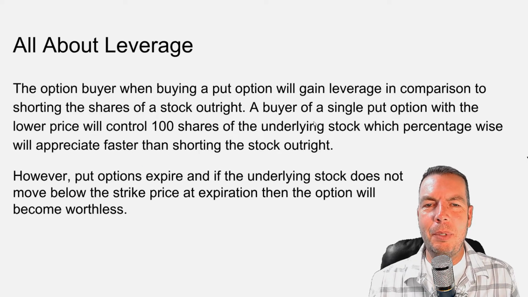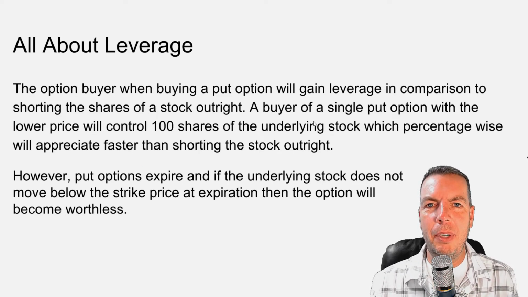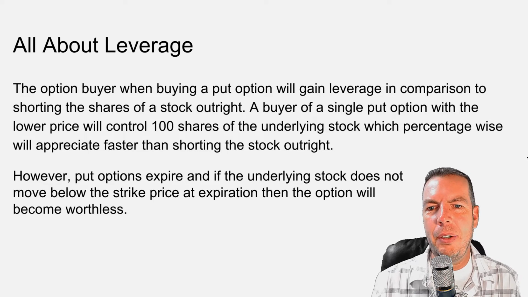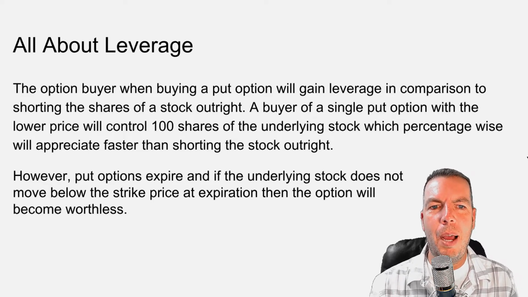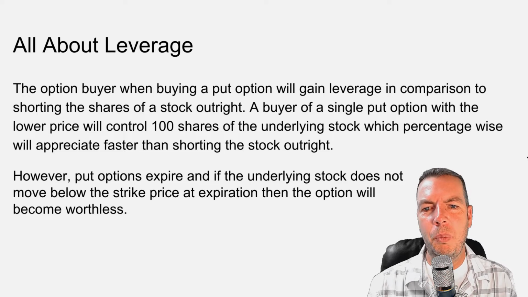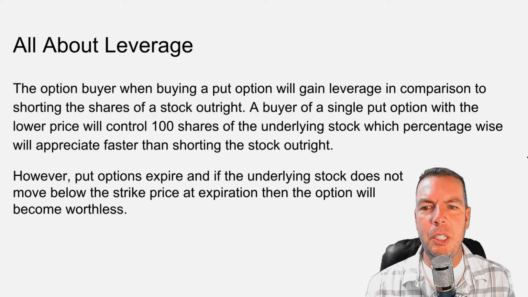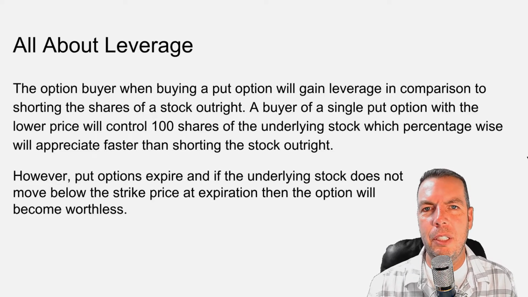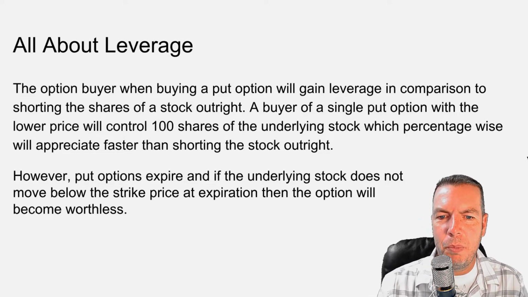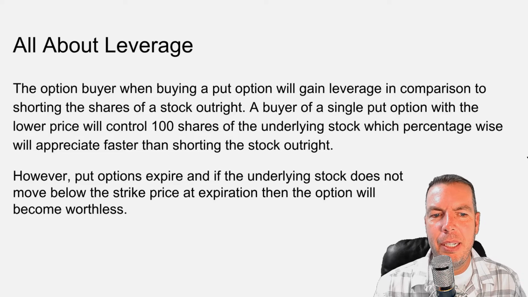So why do we trade options? We trade options because of leverage. I wanted to point out here that the option buyer, when buying a put option, will gain leverage in comparison to just shorting the shares of a stock outright. A buyer of a single put option with the lower price will control 100 shares of the underlying stock, which percentage-wise will appreciate faster than just shorting the stock outright. However, put options expire, and if the underlying stock does not move below the strike price at expiration, then the option will become worthless.